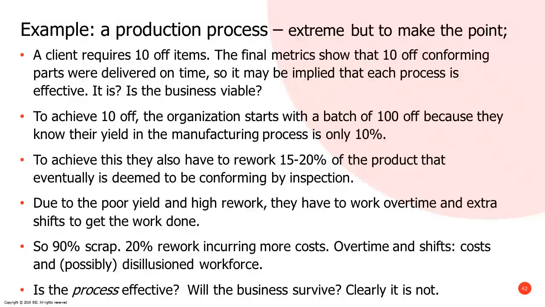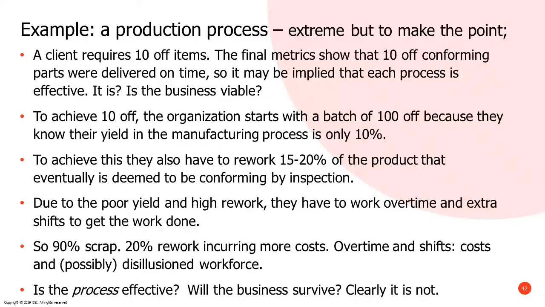So, I talked about an example. So let's look at this. It's an extreme one, but it makes the point. A client requires 10 off items. The final metrics show that 10 off conforming parts were delivered on time. So you could assume or imply that each process is effective because the customer at the end got what he wanted. Is that true? Well, let's say that the yield is 10%. So to achieve a 10 off, they start with a batch of 100. So you've got a 90% scrap or waste rate. Not good.